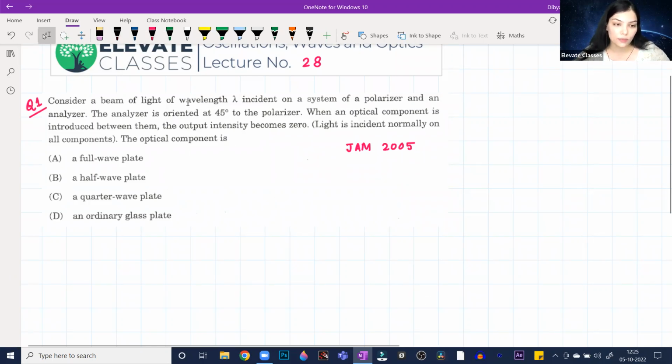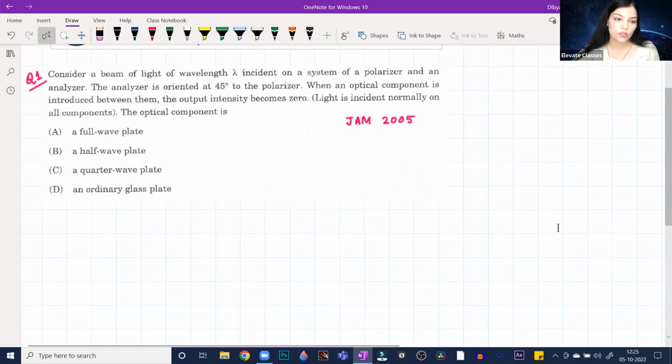So there is a beam of light of wavelength lambda, which is incident on a system of a polarizer and an analyzer. The analyzer is rotated at 45 degrees to the polarizer. Now another optical component is introduced between them so that the output intensity becomes 0. So you have to tell out of the options what optical element can you introduce so that the intensity becomes 0. So first of all, draw a diagram, make a polarizer, make an analyzer. Draw the analyzer's pass axis at 45 degrees to the polarizer, and then think how to approach this question.